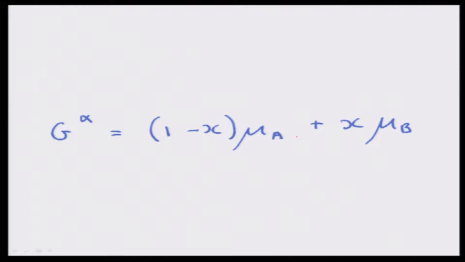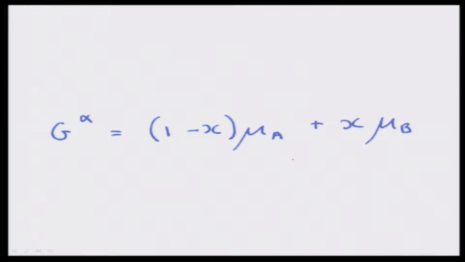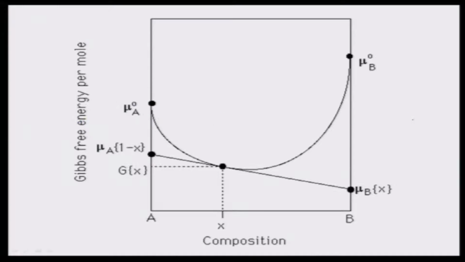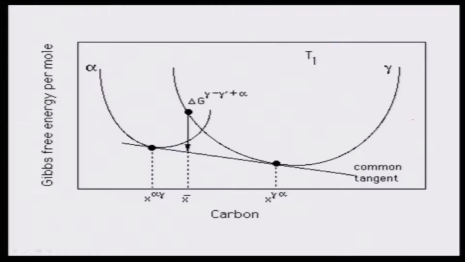Now, this is the equation I already showed in the last class, this is basically the equation of the straight line. This straight line has equation given by G alpha is equal to (1 minus x) mu A plus x mu B. Obviously this is all alpha phase, a single phase, that's why you do not write the superscript. Now if I consider multiple phases, what will happen? This one I have discussed with you, right. Let us apply that.